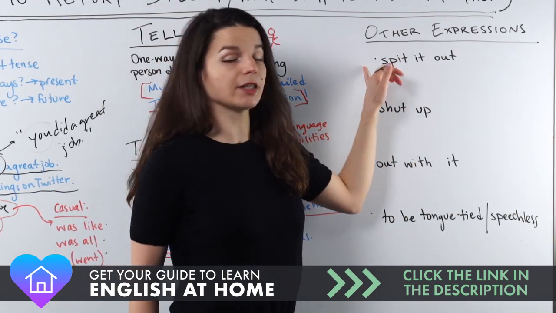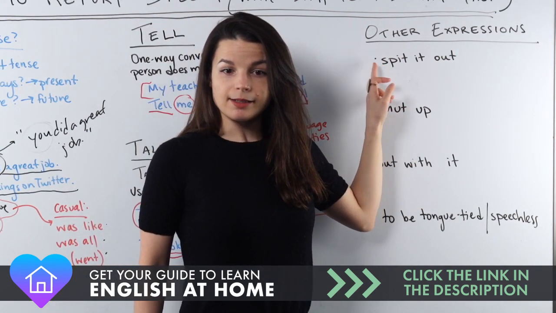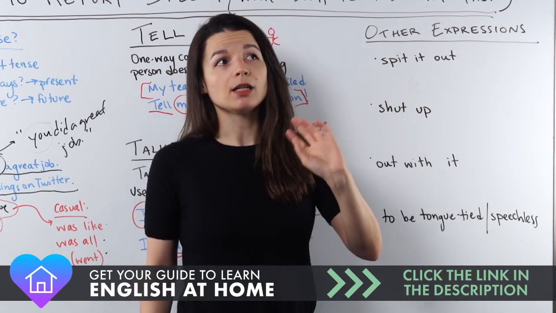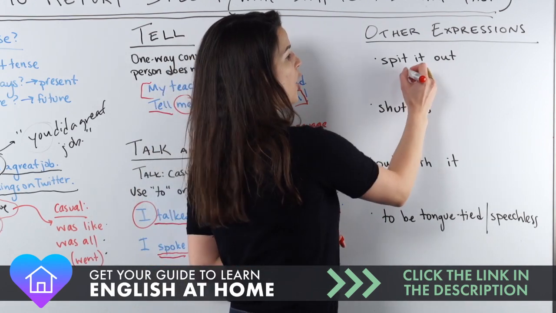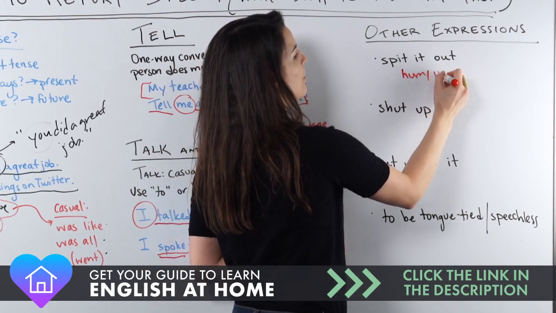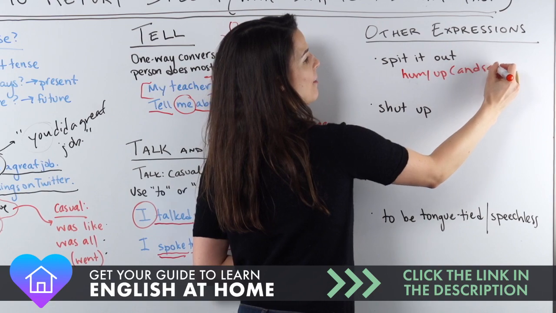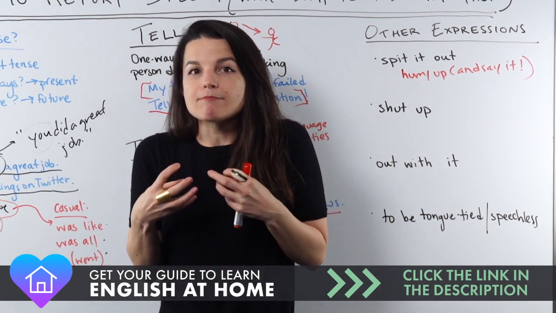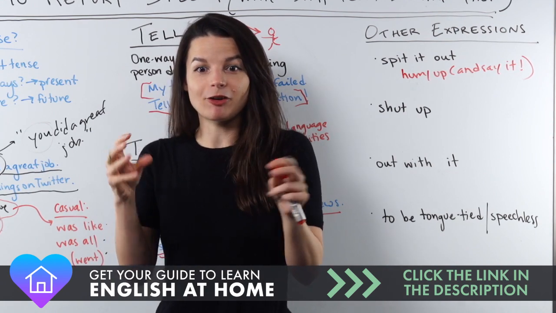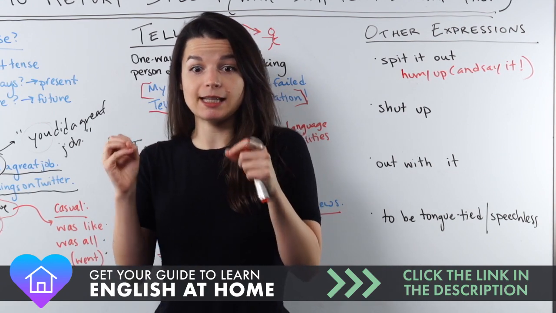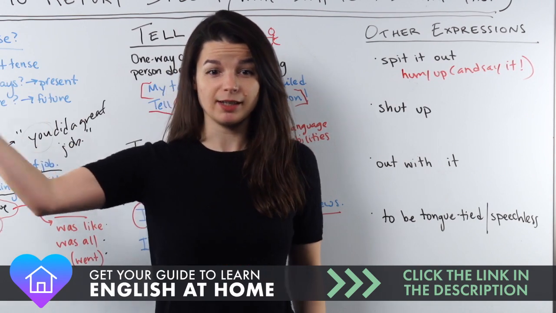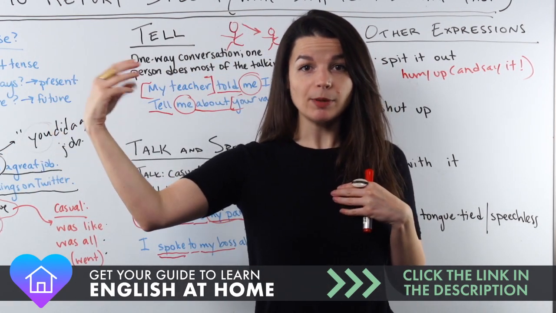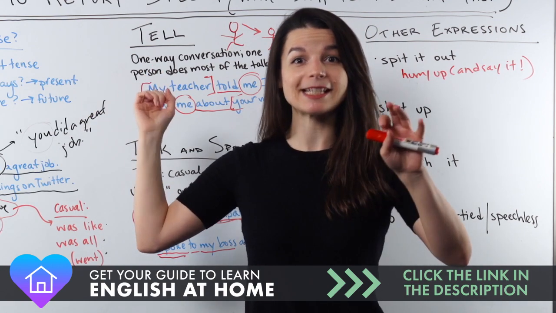Let's go to this first expression. This expression is spit it out, to spit it out. So this expression means hurry up and say something. It's like, I'm not talking quickly enough, or there's really important information I need to give. Someone is tired of waiting for me. They might say, spit it out, which means hurry up and say it.